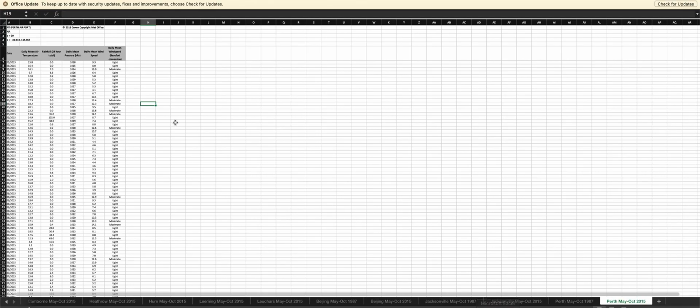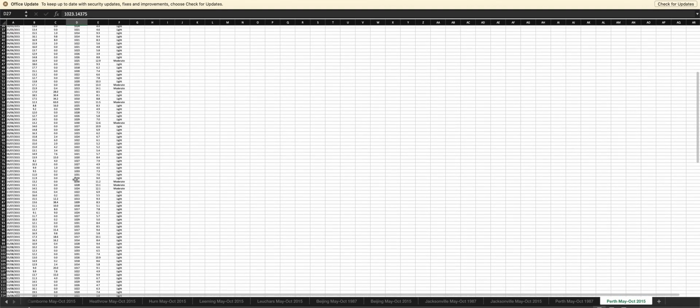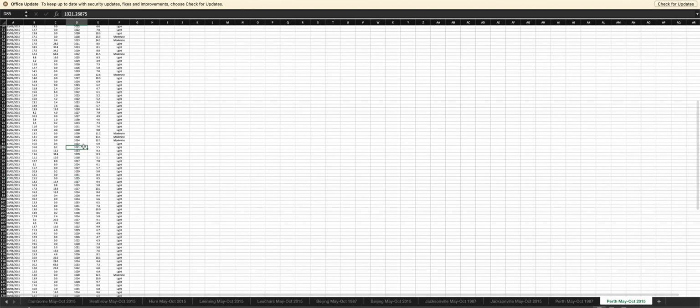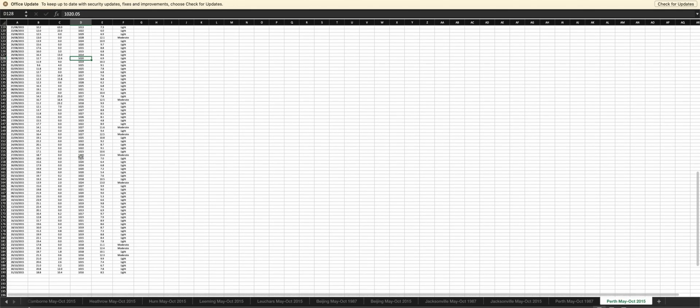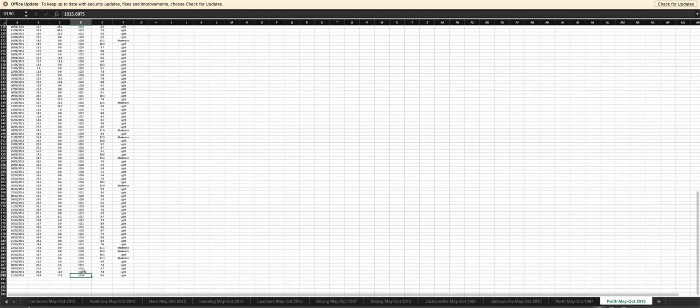And that would have helped you prepare for both of these questions. If we have a quick look, here is a large data set. I've clicked on Perth there from May to October 2015. Look at the daily mean pressures, because we wanted to suggest a value for P. They're all around about 1,000 and something. There's not too much variation there.